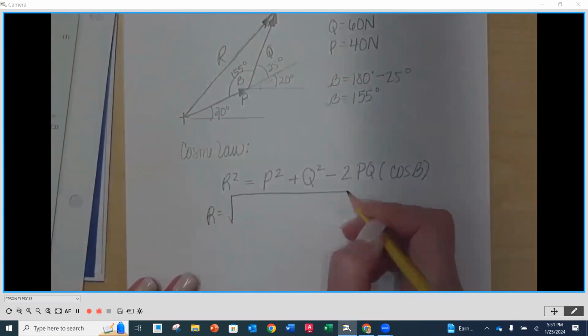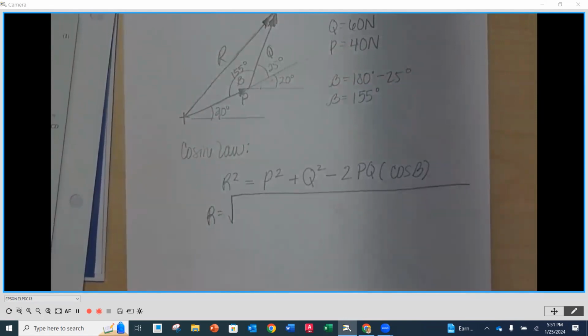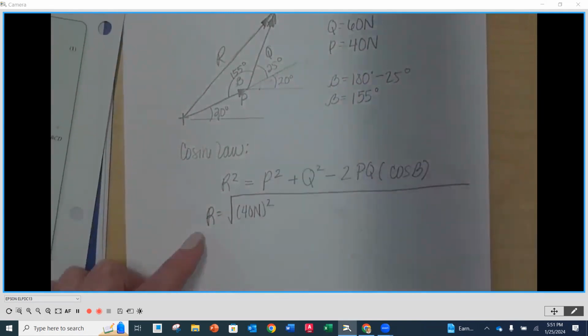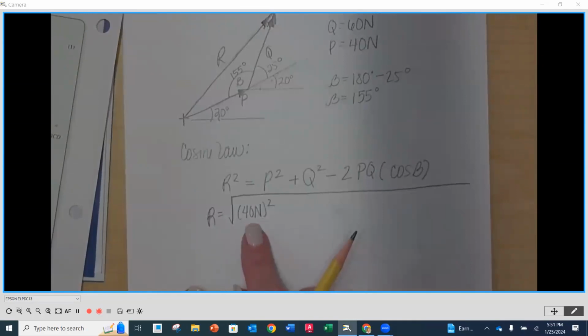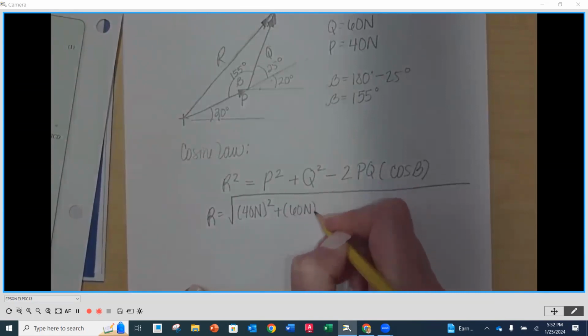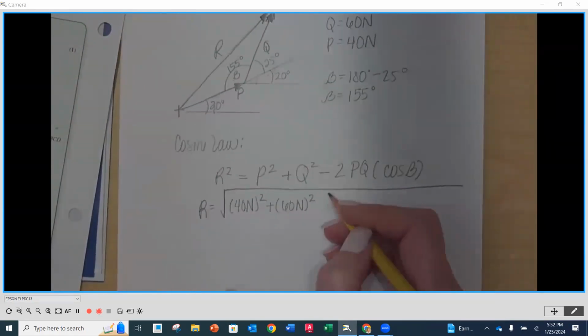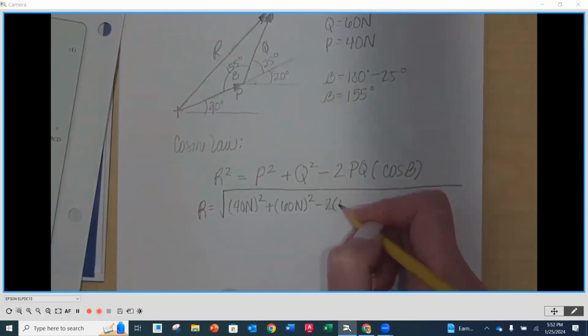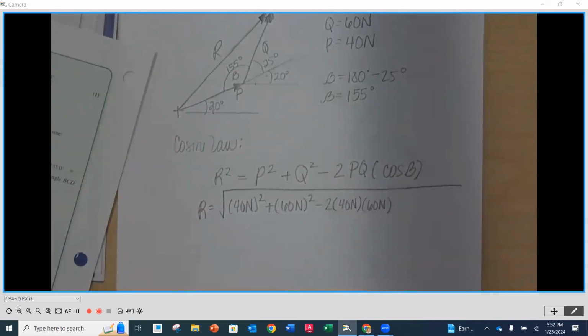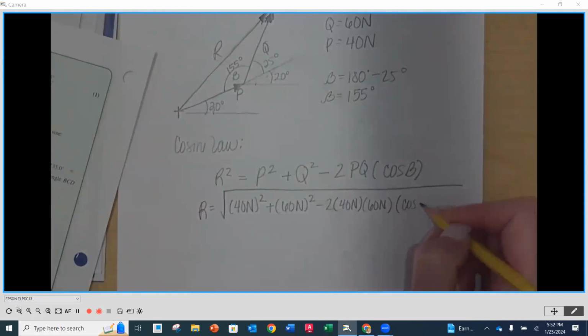So now to solve for this resultant, we are going to say R is equal to the square root, and we're going to put all of our quantities underneath here, okay? So we're going to start with P. P is 40 newtons squared. Make sure that you put the units in all phases of the problem. That's something I'm going to require you to do all the way along here. So start putting it in there. So don't put 40 squared, it's 40 newtons squared. Plus Q, 60 newtons squared. Minus 2 times 40 newtons times 60 newtons. Yep, you're going to write it in every place. Times the cosine of 155 degrees. Okay.